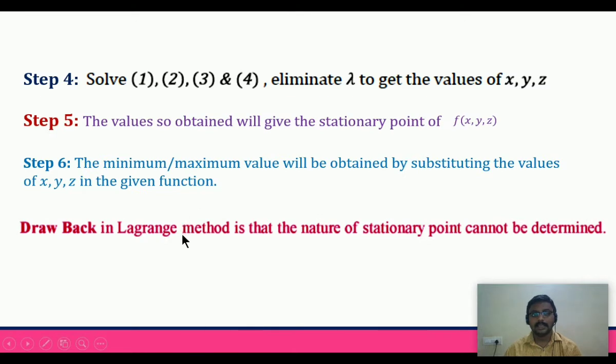Drawback in Lagrange's method is that the nature of the stationary point cannot be determined. So here the drawback of Lagrange's method is that the nature of the stationary point cannot be determined. So these are the few steps to find the maxima and minima for a given function f of xyz, where xyz are connected with the relation phi of xyz equal to 0.